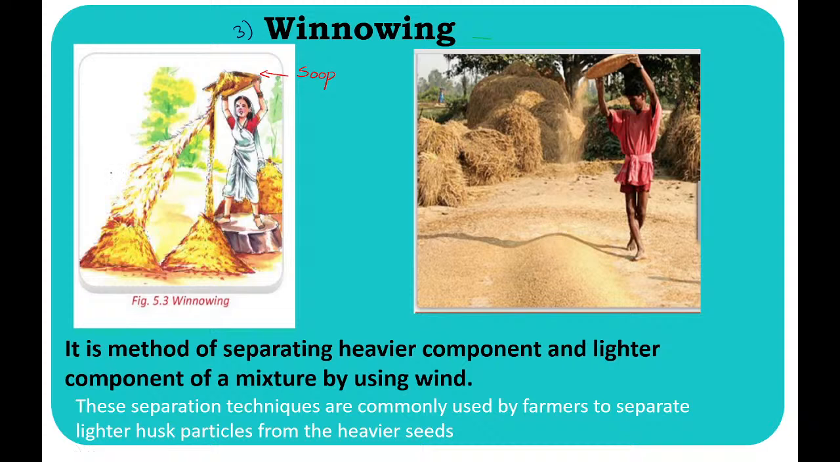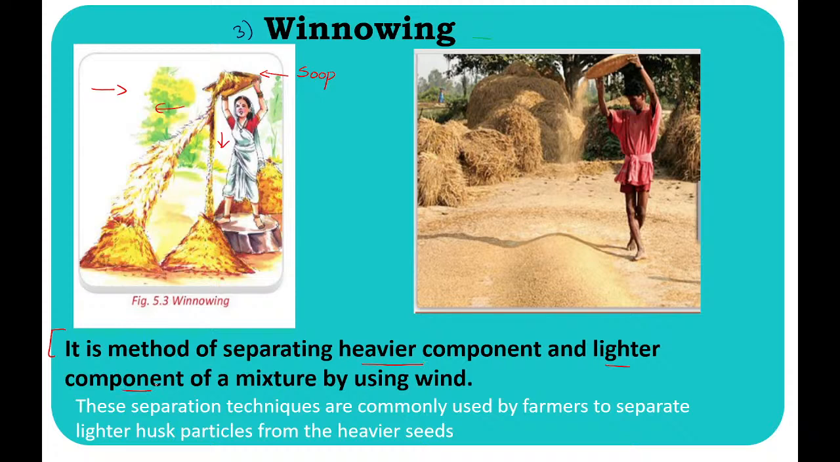And what does she do? She moves it in the opposite direction or in the direction of the wind. Now what is the wind doing? The lighter component of this mixture will fly away with the wind, and the heavier component, that is the grains, are separated or fall downward. This method is done to separate the heavier component and the lighter component.